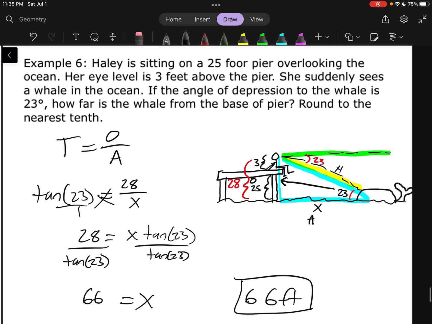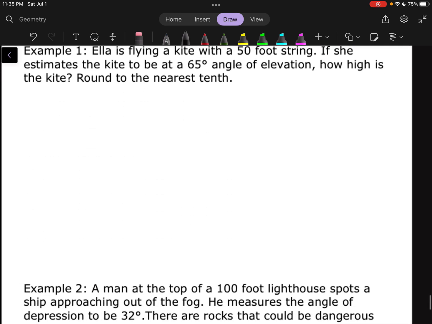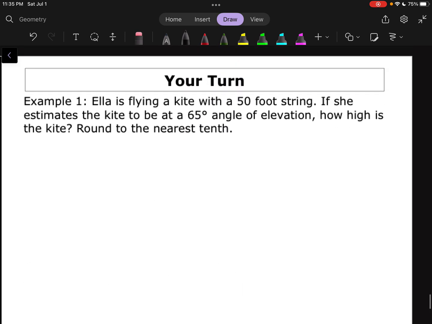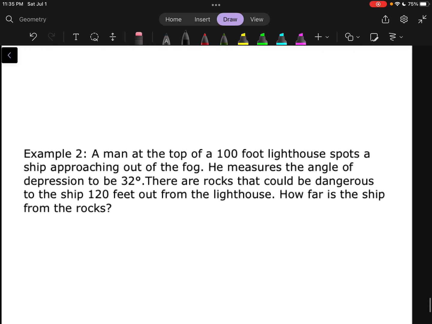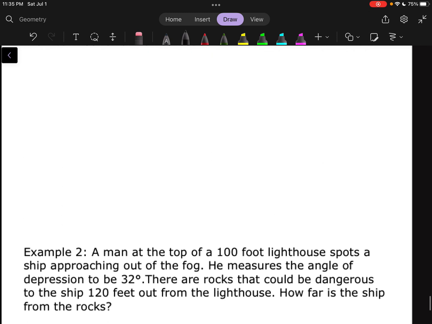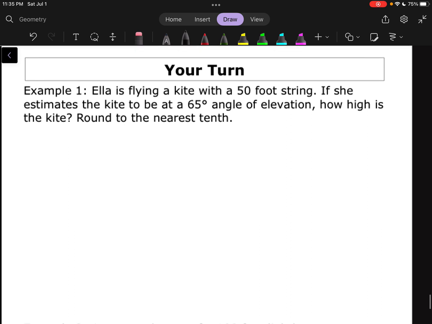Man, that was quite the drawing there. Hopefully you understand what I was trying to illustrate. Okay, it is now your turn to try a few. You've got 2 to try out. You've got Ella flying a kite, and you've got a man in a lighthouse. Try to draw some pictures, give those a shot, and then come back when you're ready to see how you did.